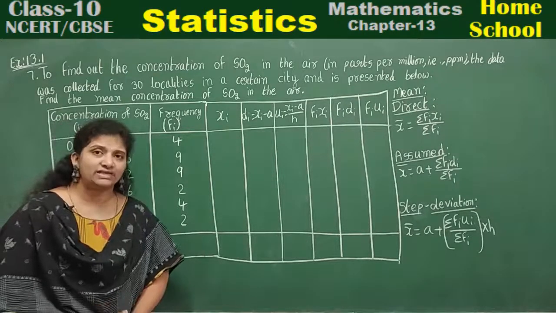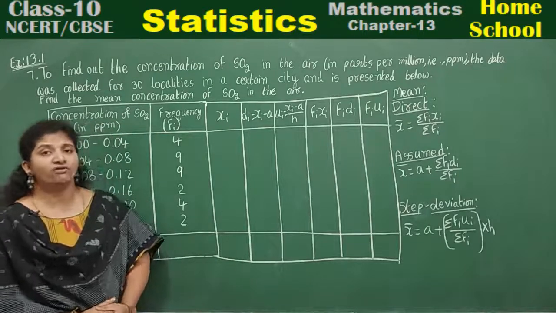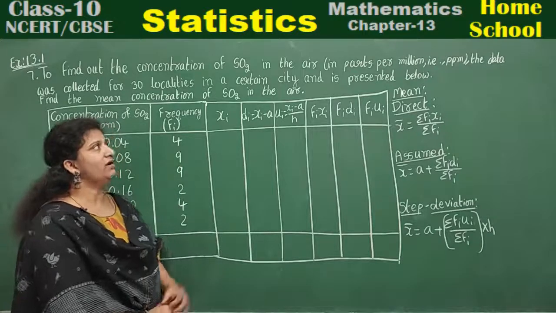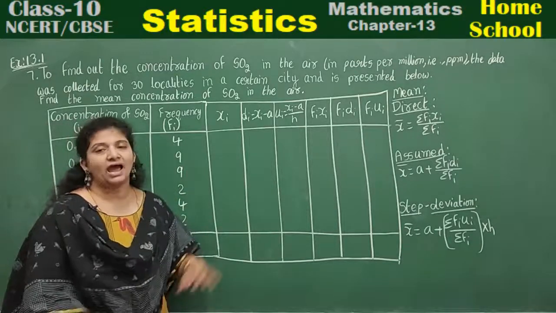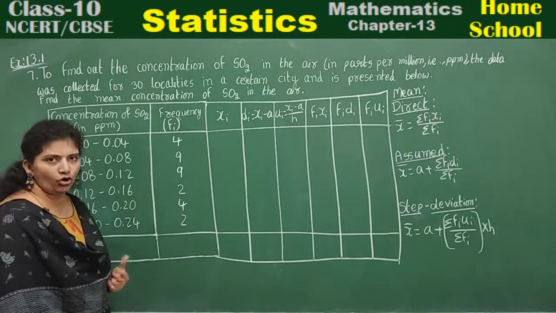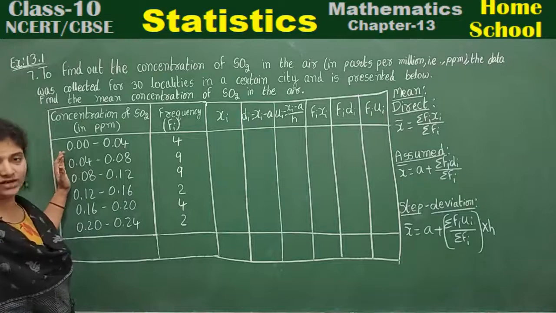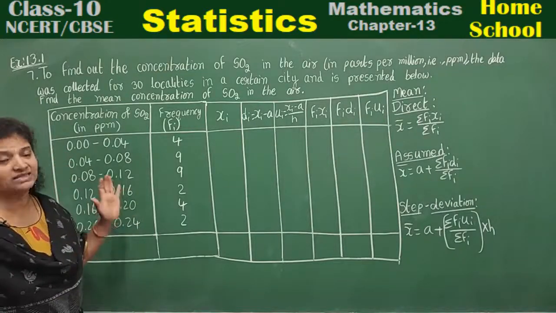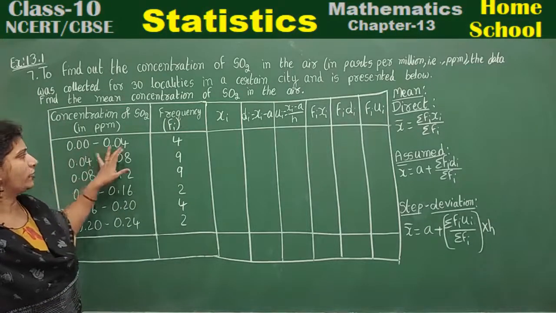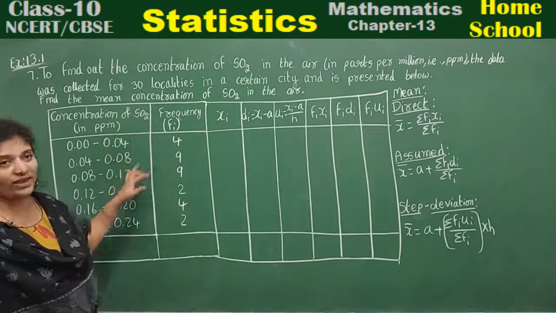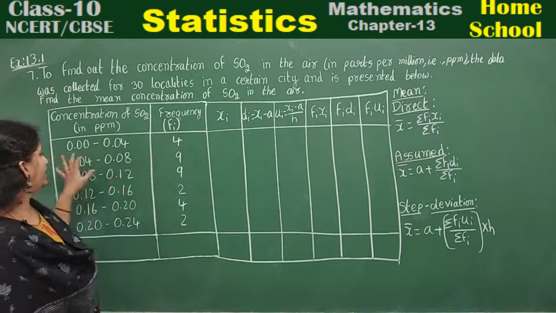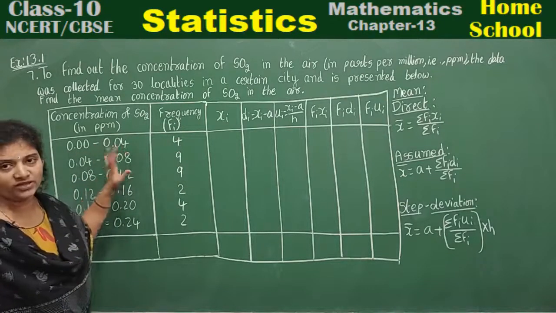What does our problem deal with? Our problem deals with the concentration of sulfur dioxide in air. They have collected this data from certain cities and given it in the form of 2 rows. We have written it in 2 columns. Concentration of sulfur dioxide in ppm. What is ppm? Parts per million. 0.00 to 0.04. What is the frequency? 4 cities. 4 cities contain 0.00 to 0.04.